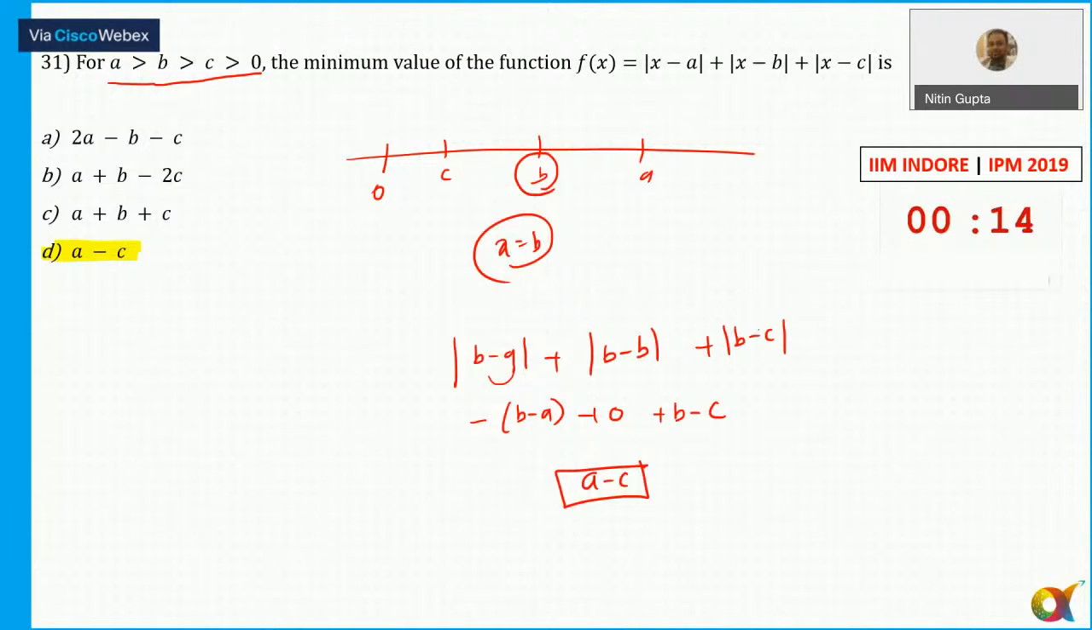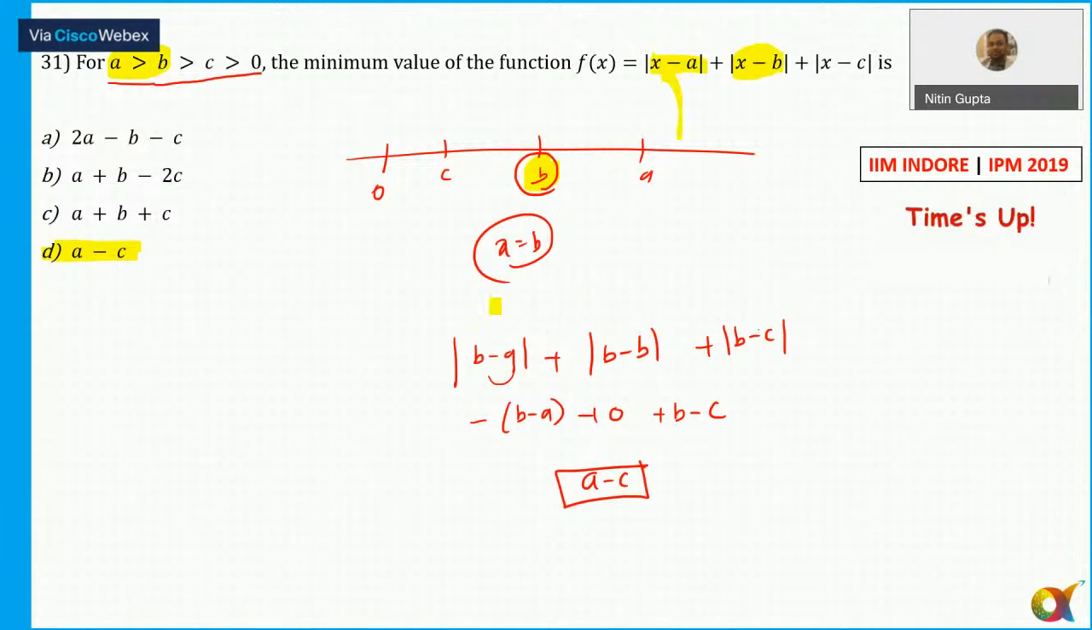Okay, so let's move to the next slide here. Which part, Santosh, you did not understand? The minimum value always exists at the midpoint. So the midpoint is B. So substitute x equal to B. So B minus B is equal to 0. And what is B minus A? We know that A is positive, so B minus A is negative.